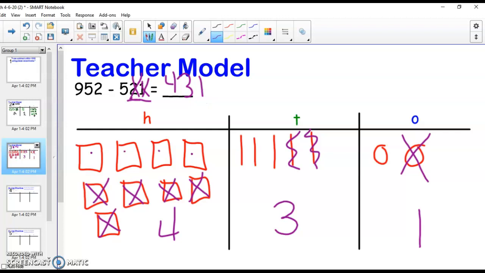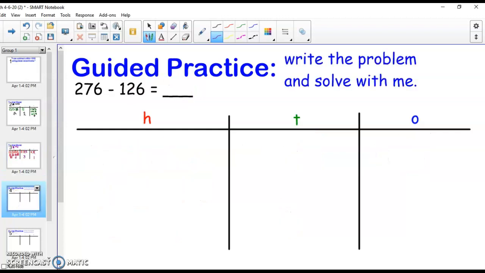All right, are you ready to pick up your pencil and try some with me? Great, let's move on to our guided practice problems. I want you to go ahead and pause the video and make your own place value chart in your notebook. Pause the video and do that now. Now that you have your place value chart drawn, let's go ahead and start solving the next problem.